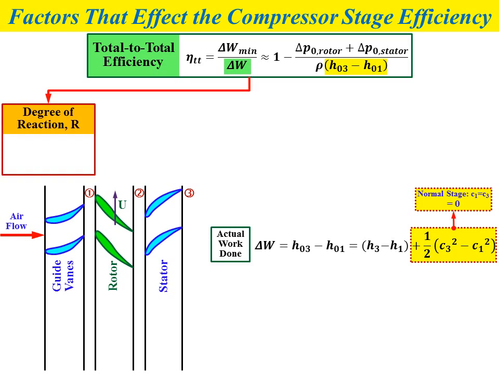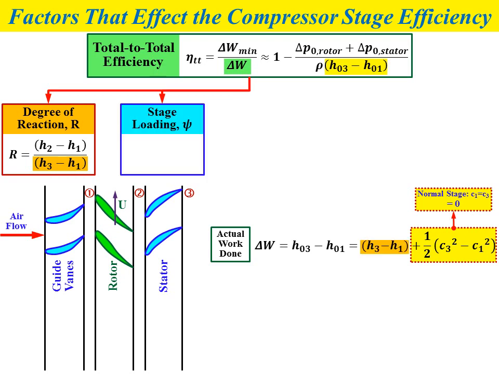There are a few factors that affect the compressor stage efficiency. The first factor is the degree of reaction R, where we already learned that R equals (H2 minus H1) divided by (H3 minus H1). In the equation of R, we have the term for static enthalpy difference H3 minus H1. So when the value of H3 minus H1 changes in the degree of reaction equation, the value of the degree of reaction will change, and the total efficiency for the compressor will also change.